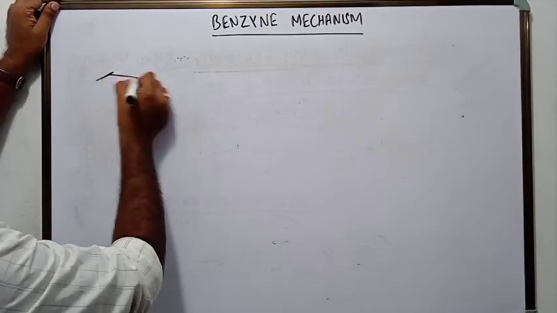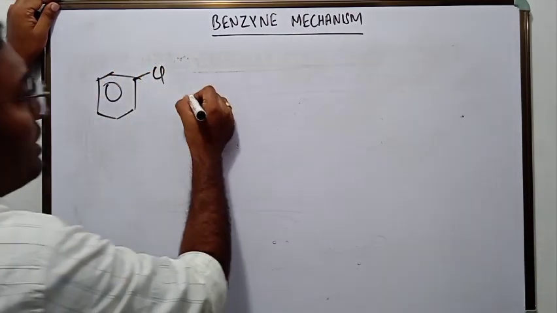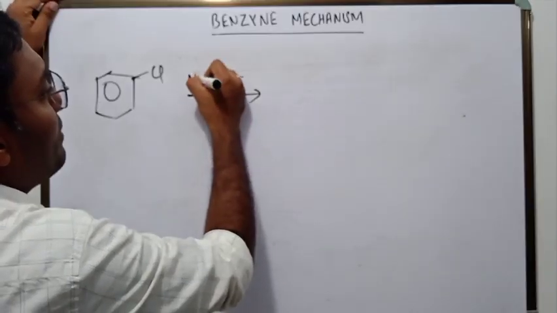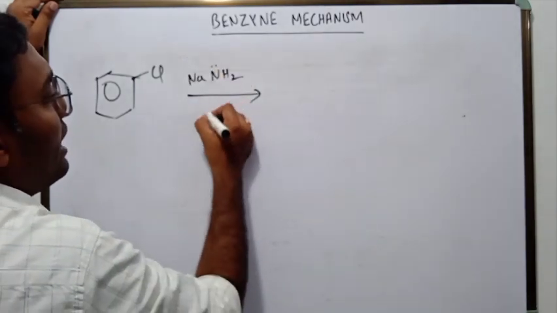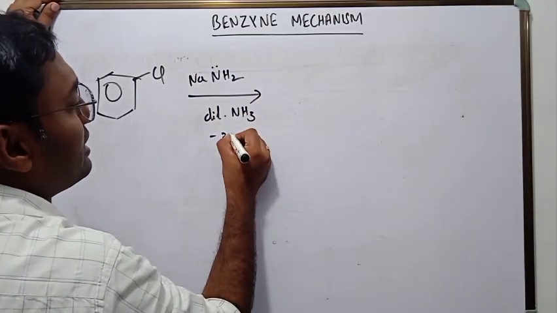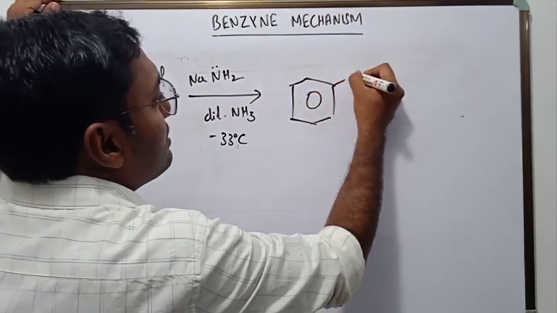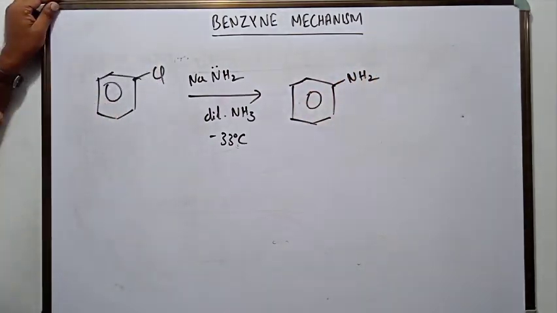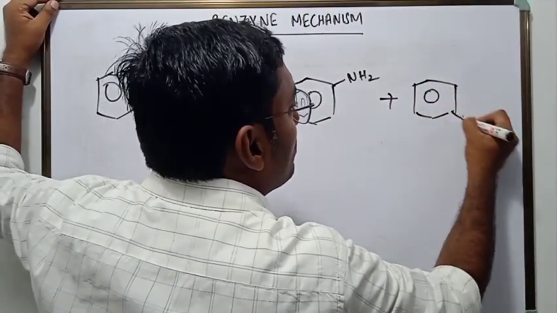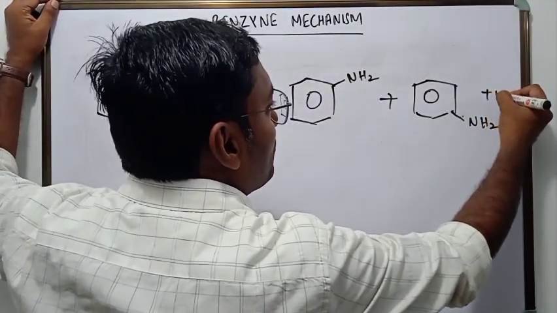Let us see. For this I am taking chlorobenzene. I am going to treat it with the nucleophile NH2-, which I can get from sodamide, NaNH2, in dilute ammonia at minus 33 degrees Celsius. What would I get? I would get this, and I will also get this. What is the difference between the two? Do tell me. And of course Cl will leave and NaCl will be formed.